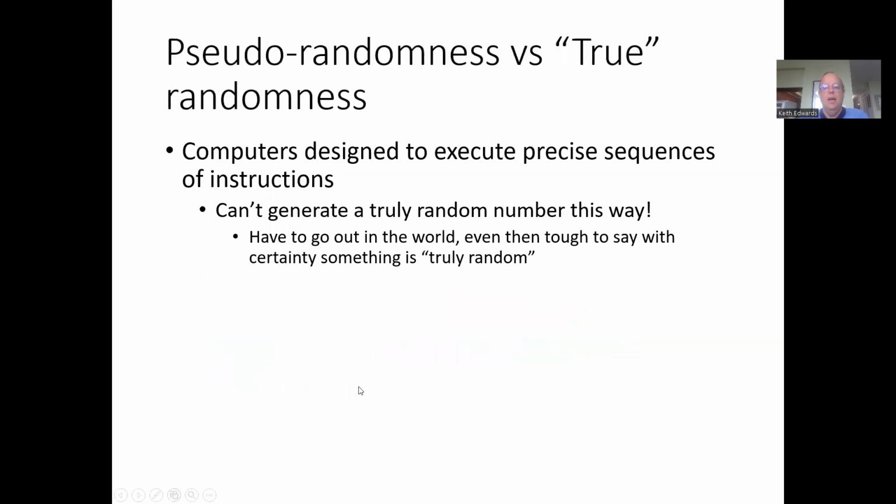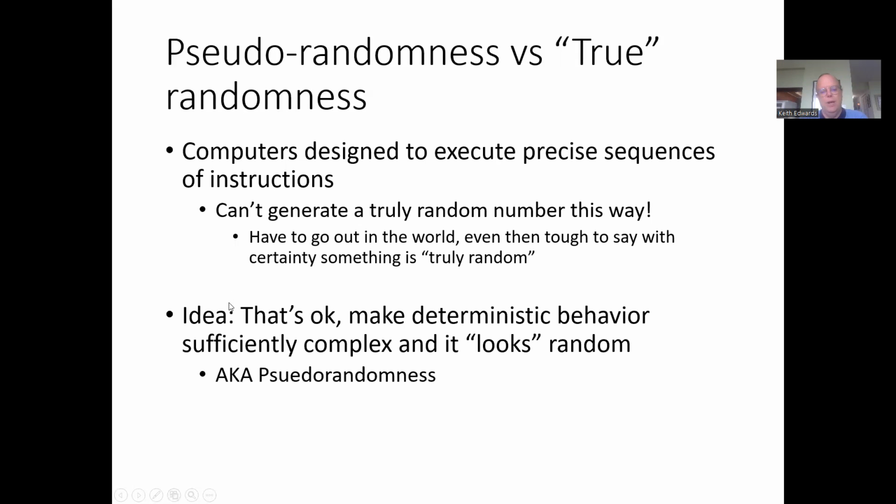So this is an idea called pseudo-randomness. Computers are designed to execute the precise sequence of instructions, so they can't really generate a true random number. And even if you do, take something like radioactive decay over very short periods of time, it's described as random, maybe that we just don't completely understand what that process is. So it's hard to find something that's truly, truly random. So what we can do is we can make deterministic behavior sufficiently complex that it looks random, and that's called pseudo-randomness, and that's how C++ does the random numbers.